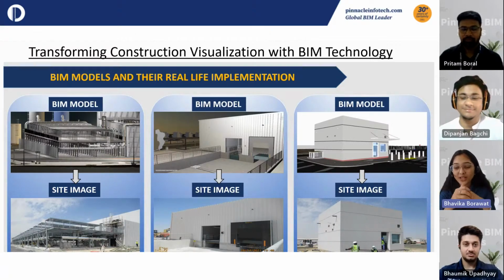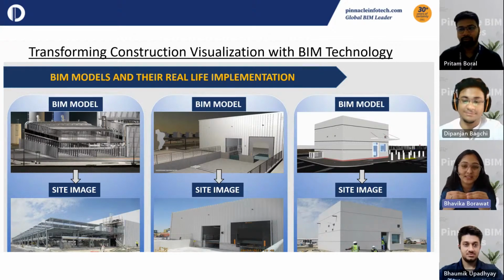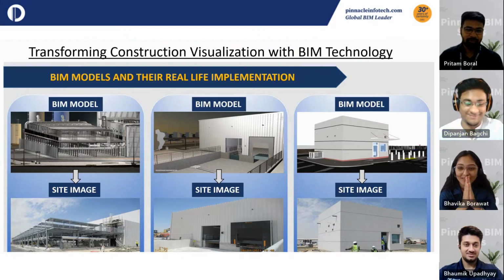Overall, BIM-enabled visualization helps us identify issues like that. We can clearly see the reveals also. The reveals are also accurate there. Thanks. Great to see.